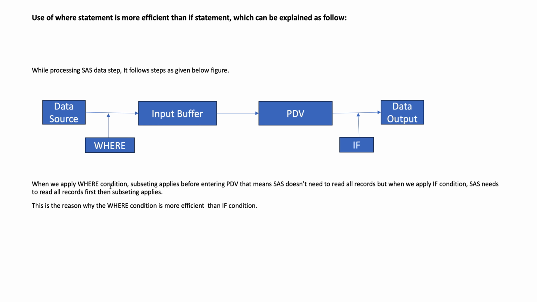When we apply where condition, subsetting applies before entering PDB. That means SAS doesn't need to read all records. But when we apply if condition, SAS needs to read all records first, then subsetting applies. This is the reason why where condition is more efficient than if condition.